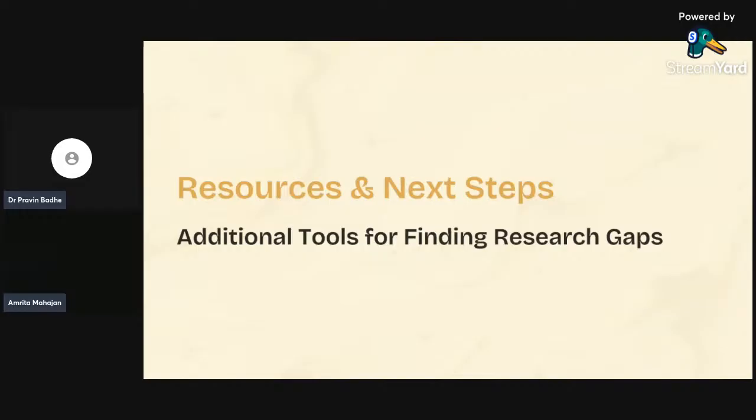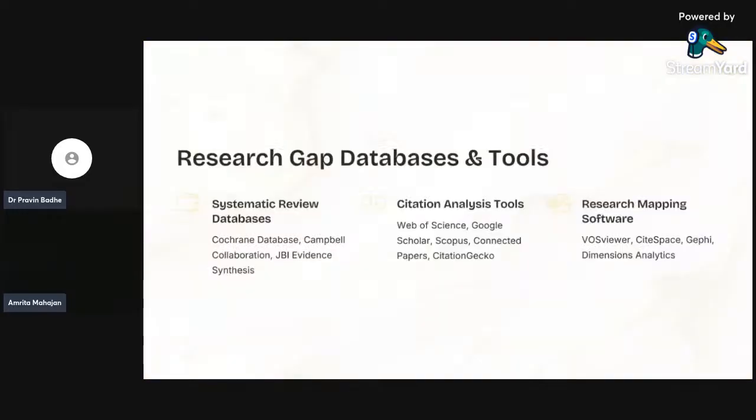Then next are the resources and next steps, like additional tools for research gaps. Basically, there are 3 types. First, systematic review databases. These are special databases that don't just contain individual papers, but also give you entire systematic reviews. Then citation analysis tools like Scopus and Web of Science. These are very powerful for more than just finding papers; they allow you to see the relationships between different studies as well.